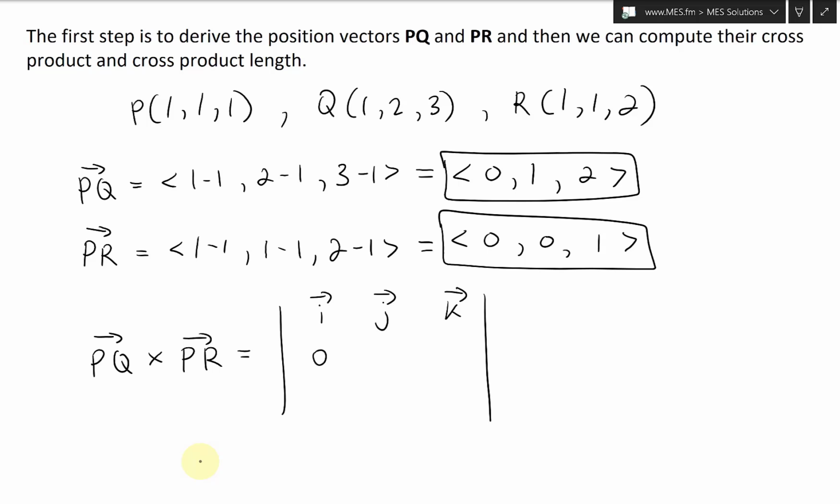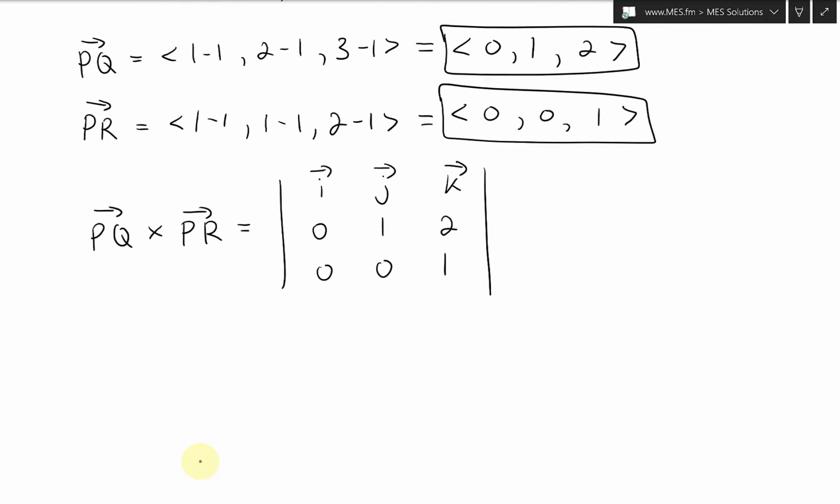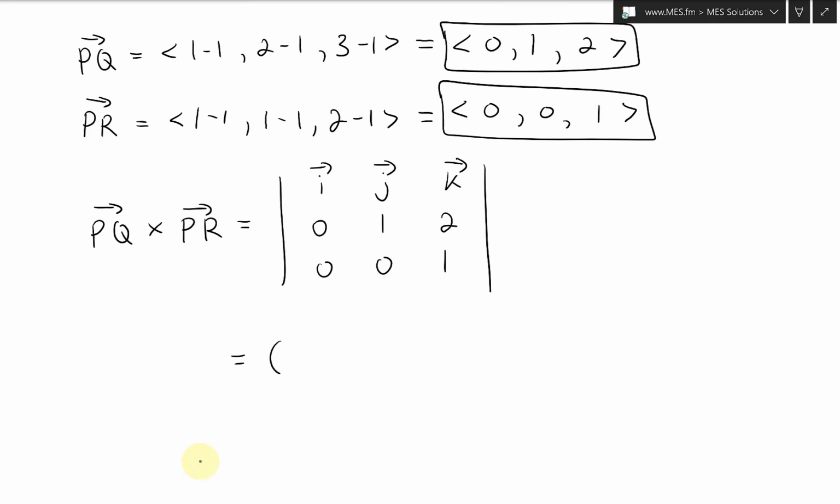The next one's going to be 0, 1, 2, then 0, 0, or 0, 0, 1, like that. Alright, this equals 2, well, let's just solve this out. So again, as always, you cross this, and then you multiply this by this, and then subtract this by 2 times 0. So we're going to have 1 times 1 minus 2 times 0, 0. This is going to be the I component.